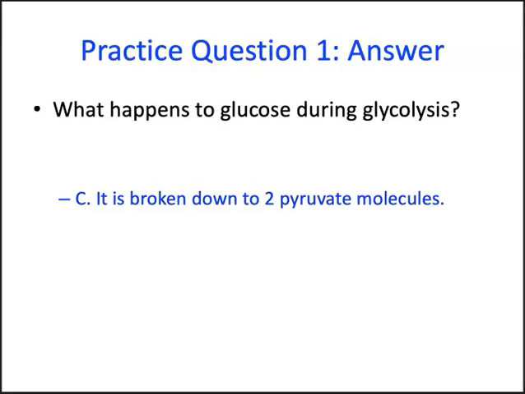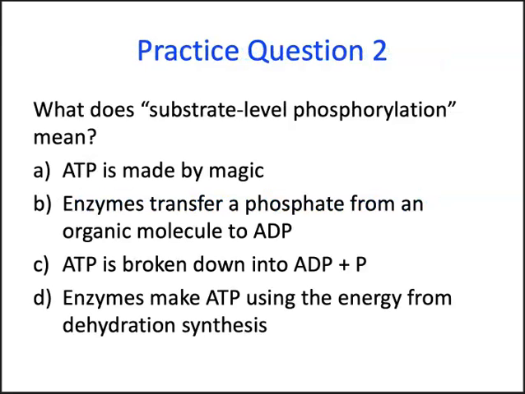The correct answer here is C. Glucose is broken down to 2 pyruvate molecules during glycolysis. Let's try another practice question.